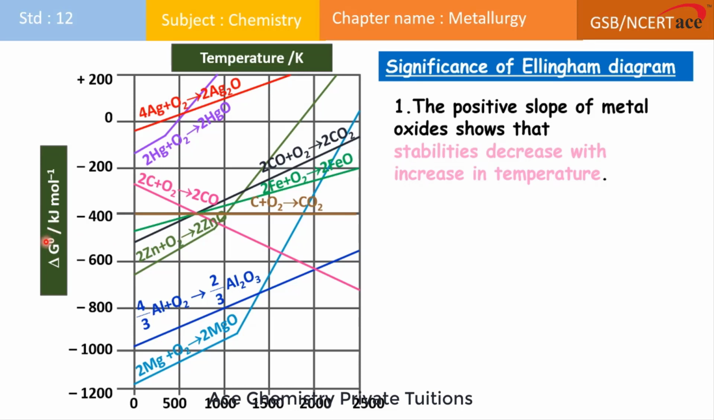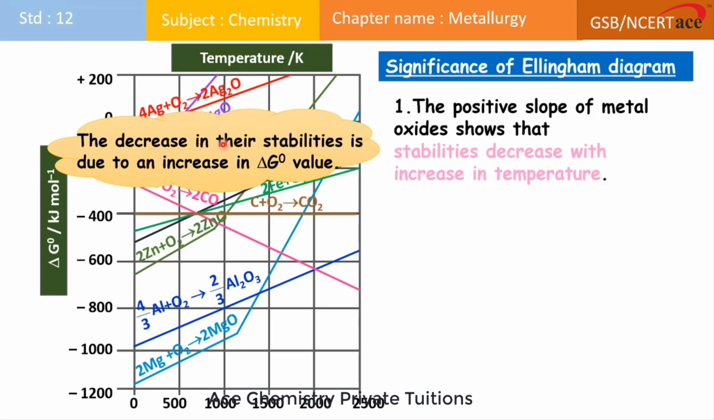The moment the delta G naught value becomes less negative at higher temperature for all the metal oxides, it clearly indicates that the stability decreases with increase in temperature. So the metal oxide which has a higher value of delta G naught, or a less negative value of delta G naught, can be easily reduced at higher temperature.